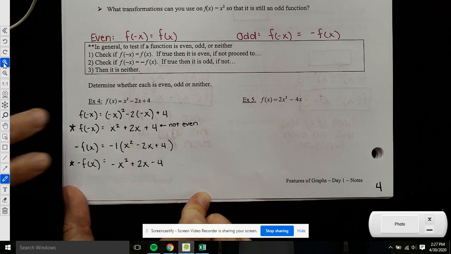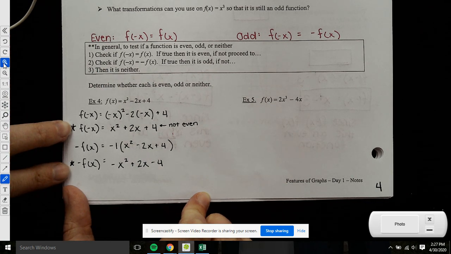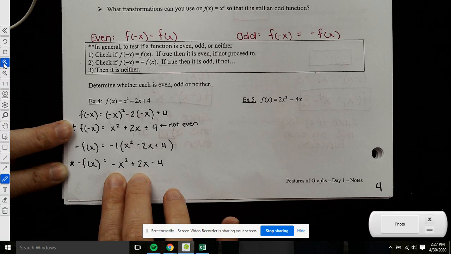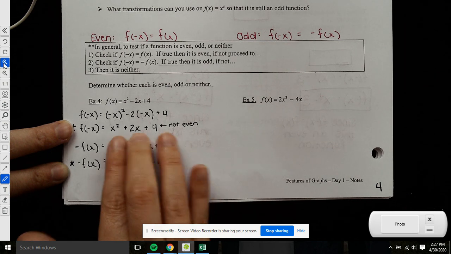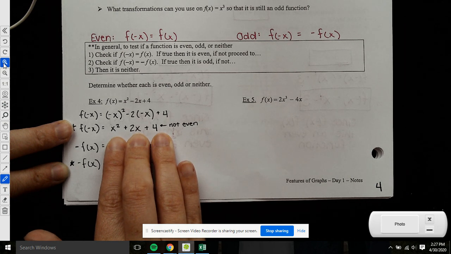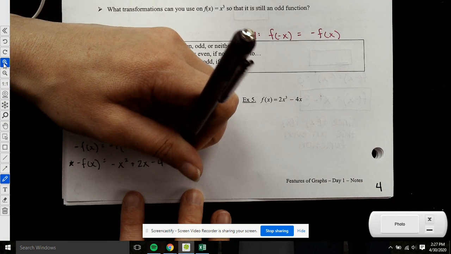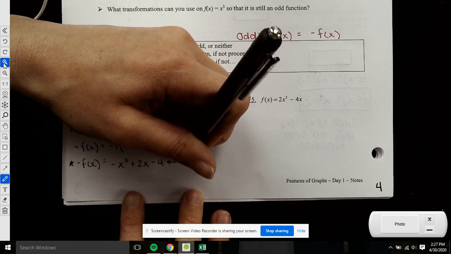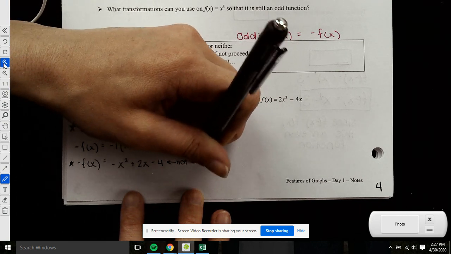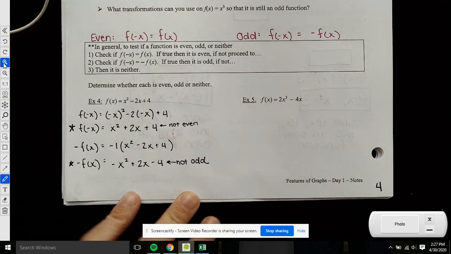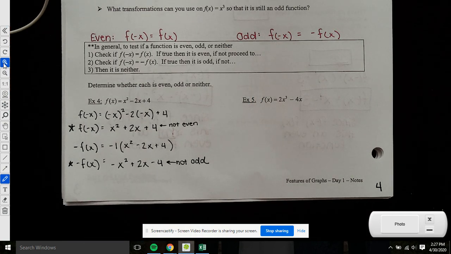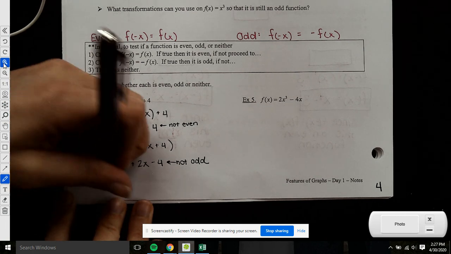So now I'm checking, is negative f of x equal to f of negative x? Negative x squared plus 2x minus 4 is not the same as x squared plus 2x plus 4. So between these, that means it is not odd. A function is going to either be even, odd, or neither. And this one is neither.